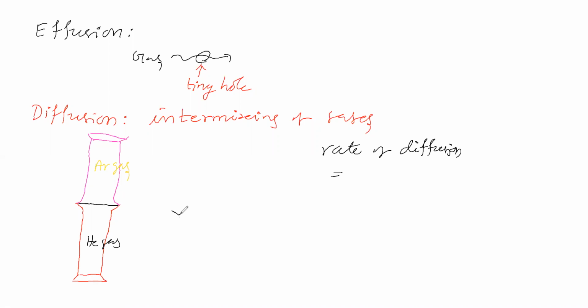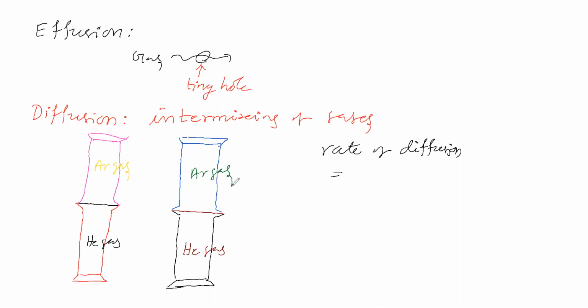Now let us take another vessel. In this vessel, let us take helium gas. This vessel is closed. Now let us take another vessel like this. In this vessel, we will take argon gas. If we remove this partition, helium gas and argon gas molecules will mix with each other.